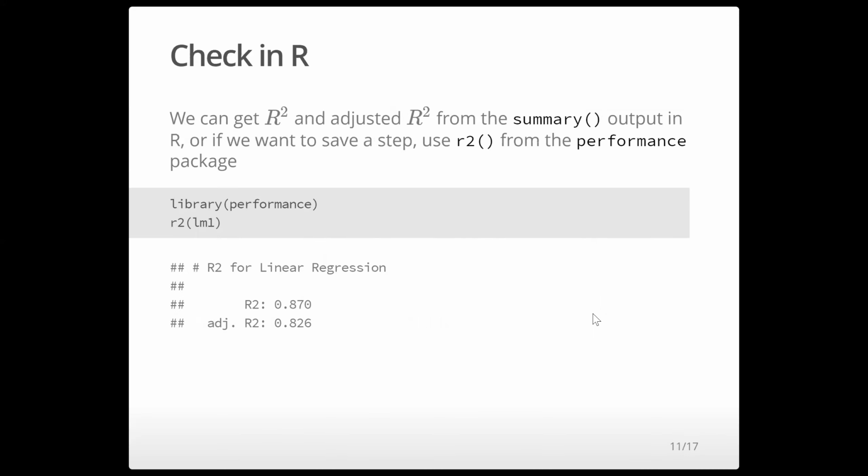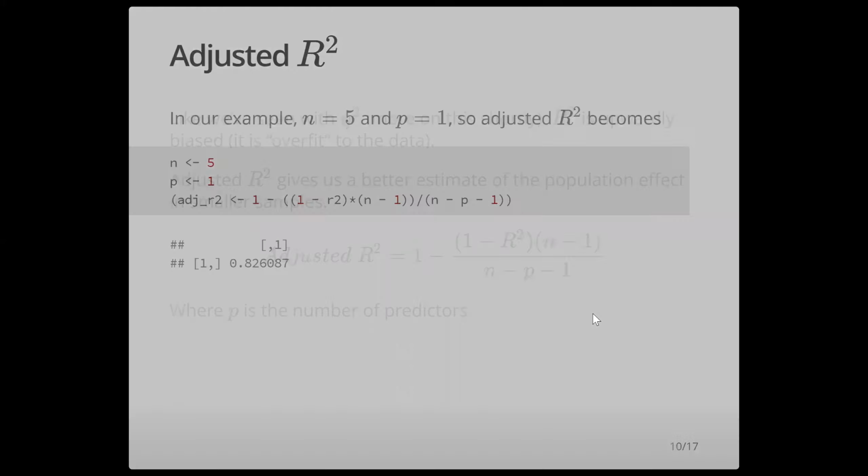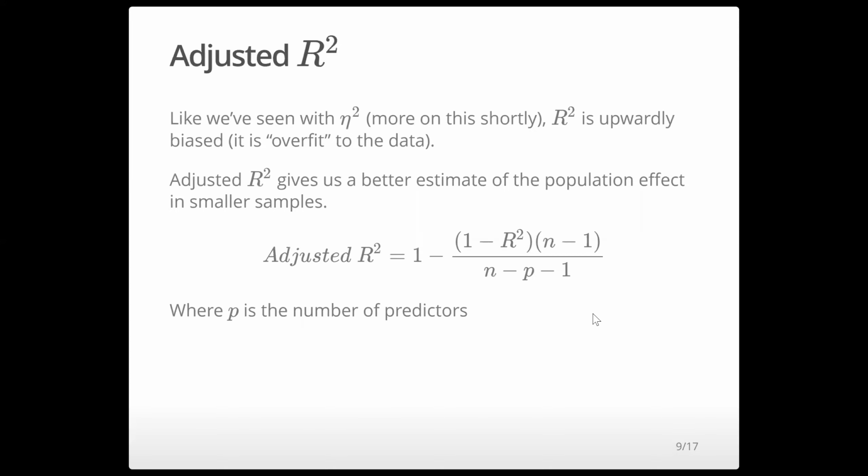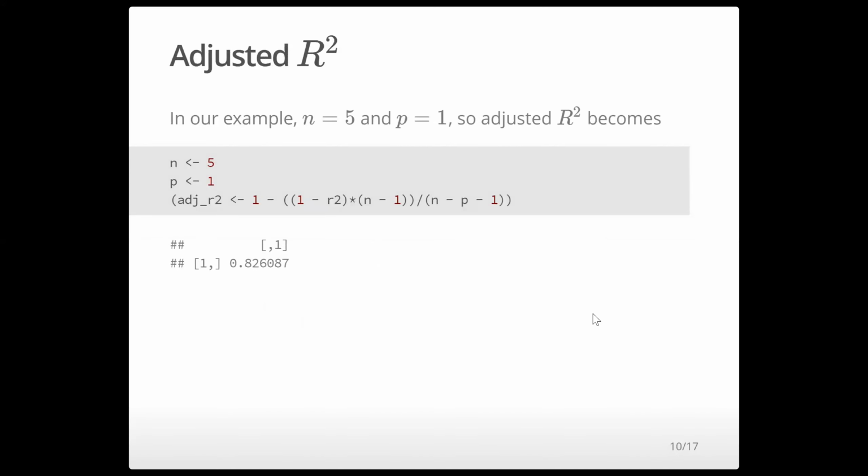Both of these are included in the summary output for an lm object in R. But if you want to just save a step and get the R squared, you can use the R2 function from the performance package. And so you can see there's our R squared and adjusted R squared, which match the results that we got here, 0.87, and here, 0.826.